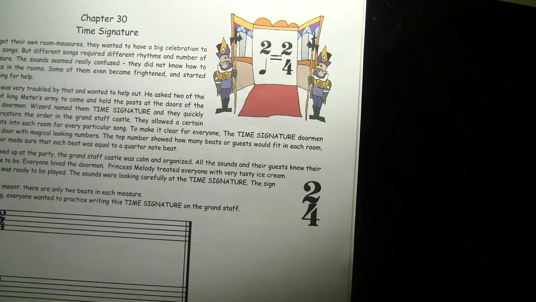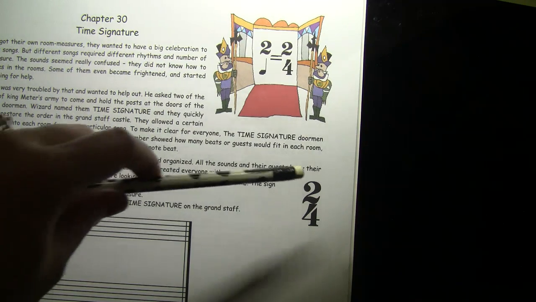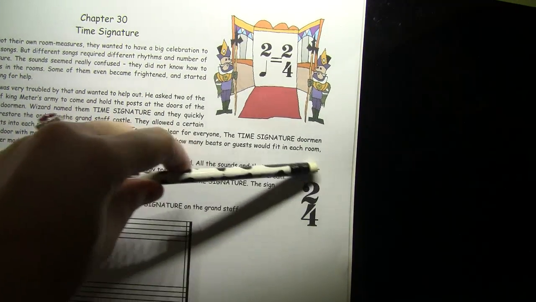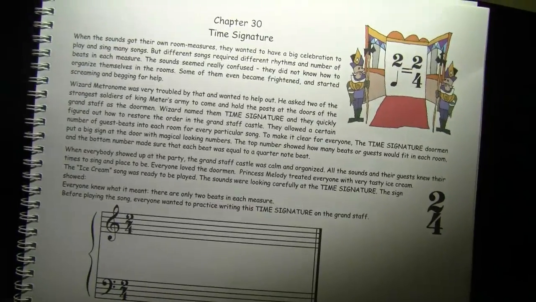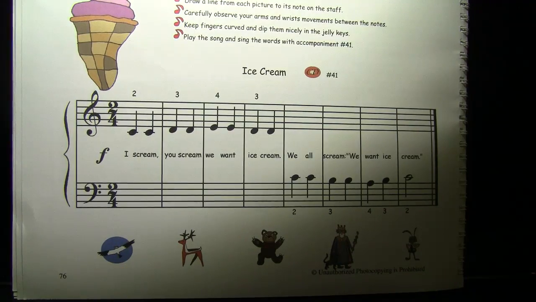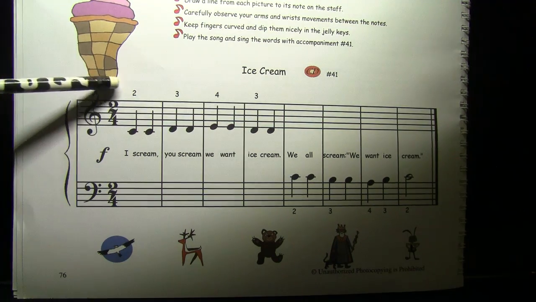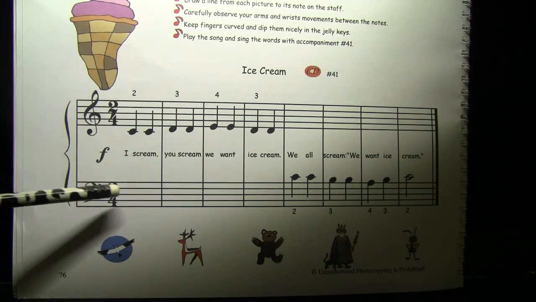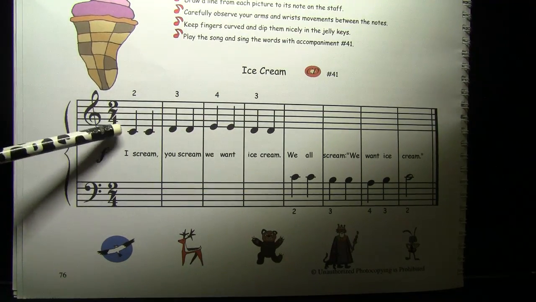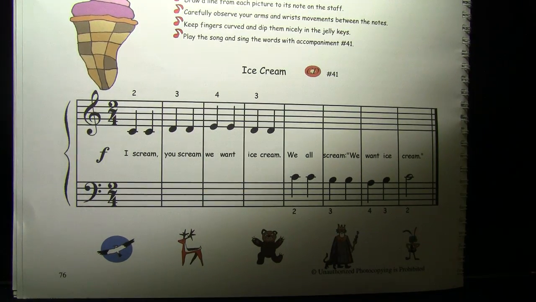To keep the notes organized and know how many of them can fit inside one measure, the time signature is placed right next to the clef. We should know how many notes we can write inside one measure, so the time signature will be placed right next to the clefs, next to the treble clef, next to the bass clef.